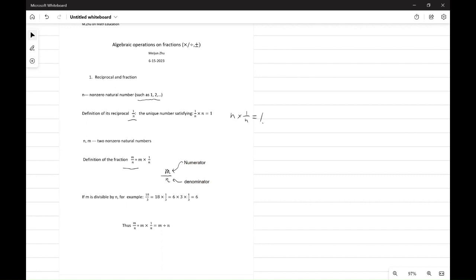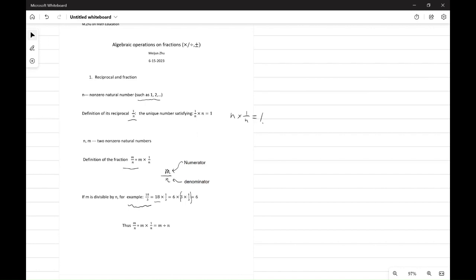Let's try to figure out what the real meaning of that is. Suppose m is divisible by n. For example, take 18 over 3. What's the real meaning of 18 over 3? First of all, 18 over 3, by definition, is just 18 copies of 1/3. And 18 actually is divisible by 3, so I write it as 6 times 3. So therefore, this is 6 times 3 times 1/3. Since multiplication has the associative rule, we can operate on 3 times 1/3 first, which gives you 1 due to the definition of reciprocal. Therefore, the final answer is 6.